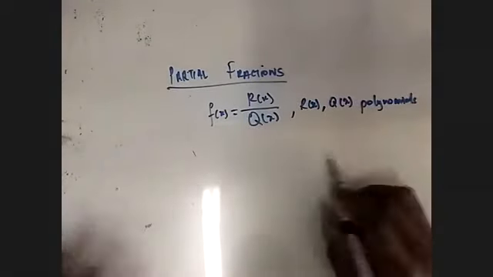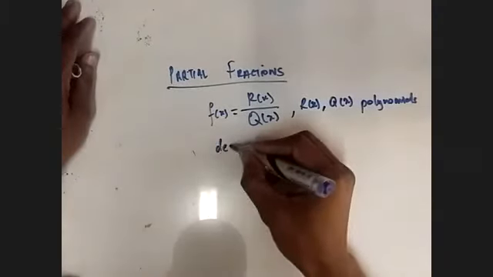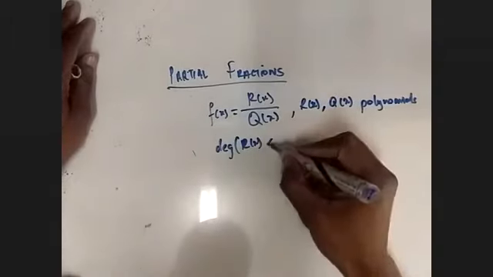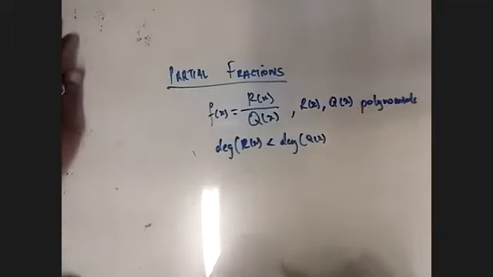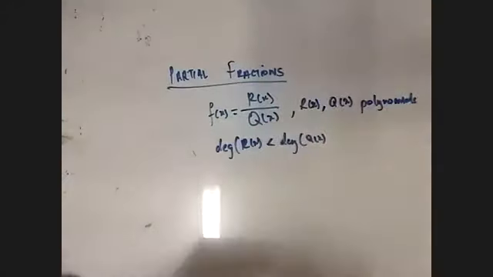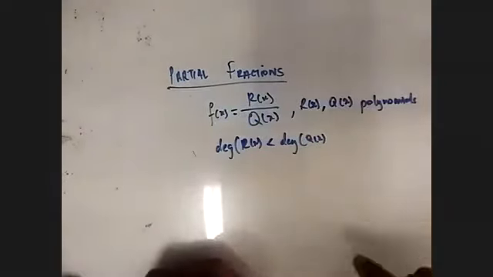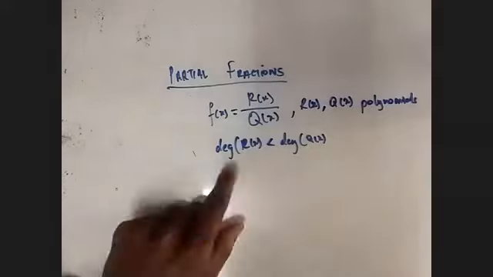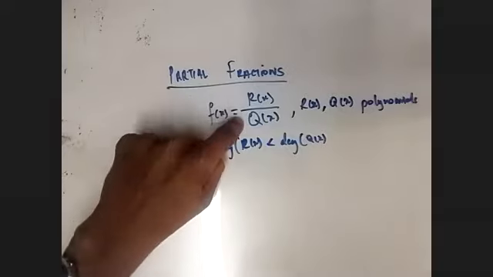Now, the most important thing is, if and only if the degree of this function R(x) is less than the degree of Q(x), then we can express this function in simpler factors, which means we can factorize it to give us what? To give us the linear or irreducible quadratic factors, if and only if the degree of the numerator is less than the degree of the denominator.